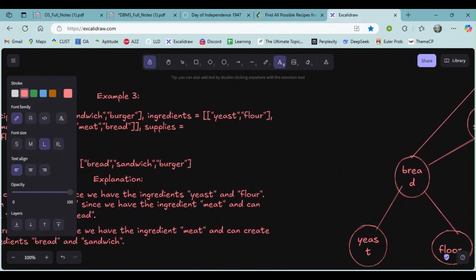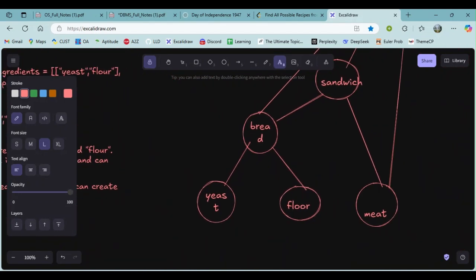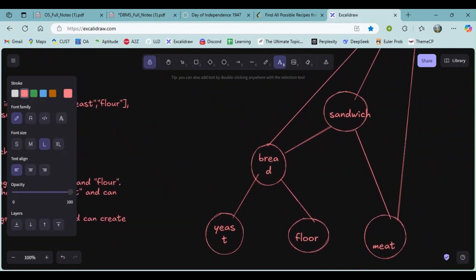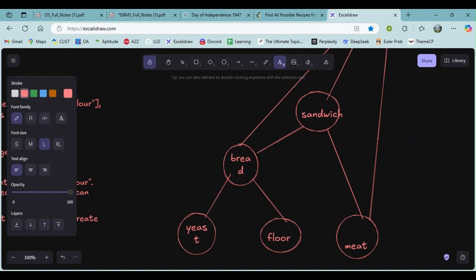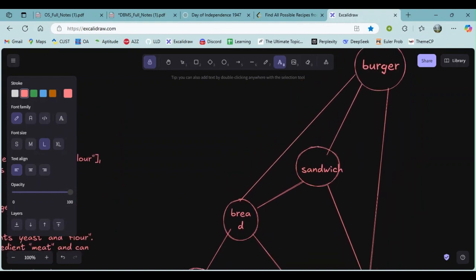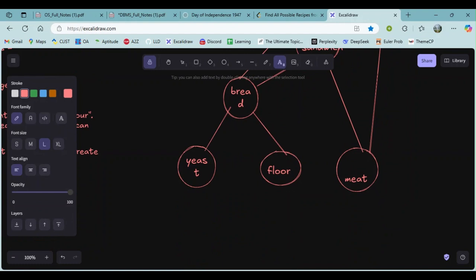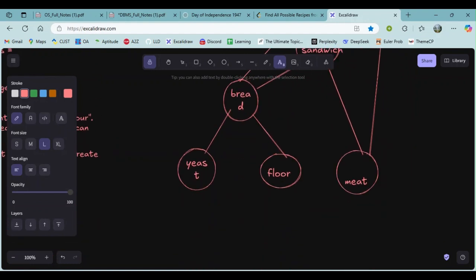Let's take the graph representation of this. So you have supplies of yeast, flour and meat. We can make bread from yeast and flour. We can make the sandwich from meat and bread, and we can make the burger from bread, sandwich and meat.